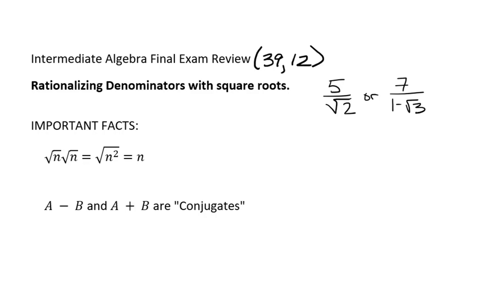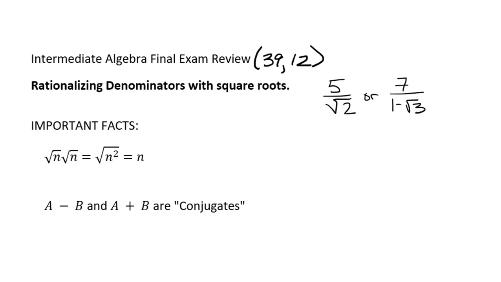In this video, which is part of a series of intermediate algebra final exam review questions, we're going to work on rationalizing denominators with square roots. In particular, we're looking at numbers 39 and 12 on the review. They look something like this: 5 over the square root of 2, or 7 over 1 minus the square root of 3, something where we have a square root in the denominator.